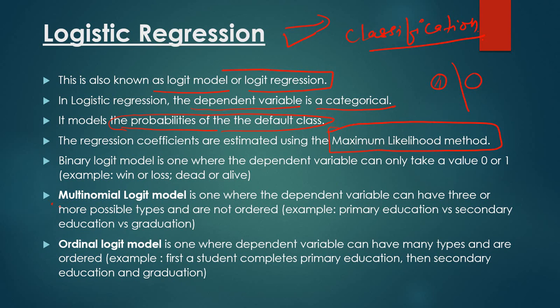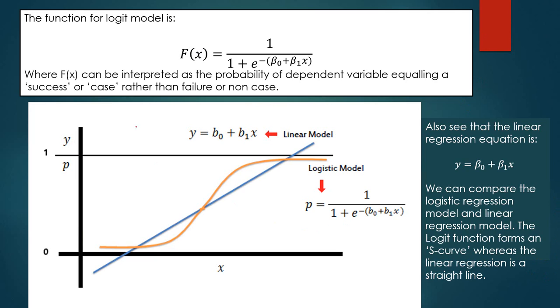Logistic regression can be of many types. The popular one is multinomial logit, where the dependent variable can take more than two categories, and it need not be ordered in nature. Whereas ordinal logit is a kind of model where the categories of the dependent variable, the target variable, can be ordered. For instance, a student completes primary education, then secondary education, and then graduation. So you can actually order, right? Primary, secondary, college, university, it comes with an order. Okay, so that's ordered logit regression.